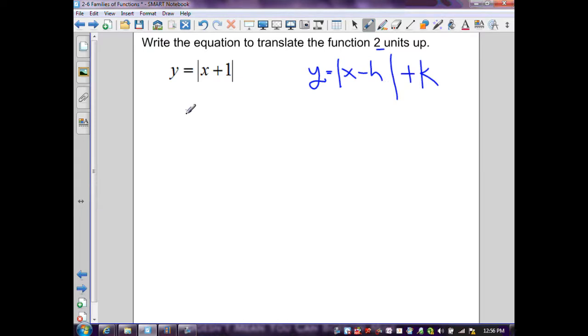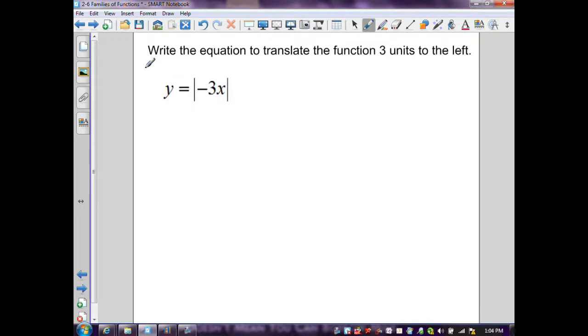So to do that, we would write y equals the absolute value of x plus 1. And what we want to do is move this function up 2 units, which means that would be a positive 2. So that would be plus 2. So our new function would be y equals the absolute value of x plus 1 plus 2.